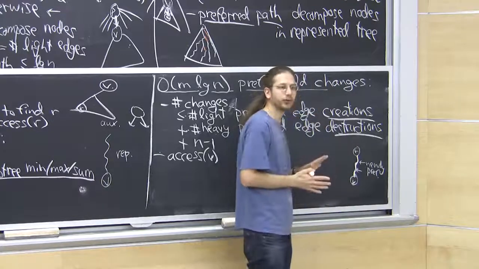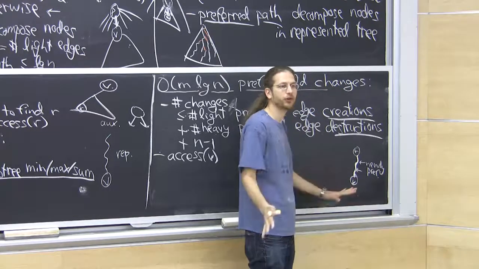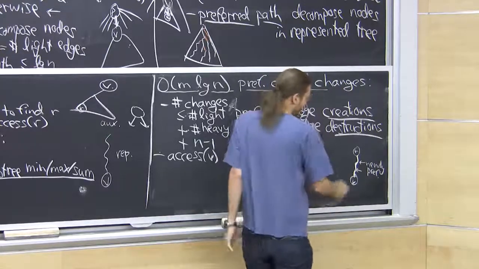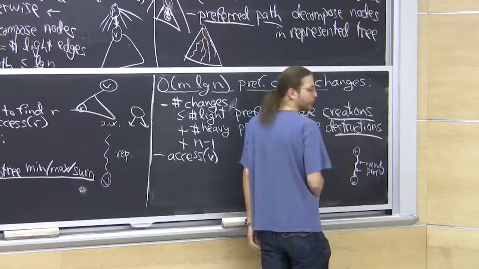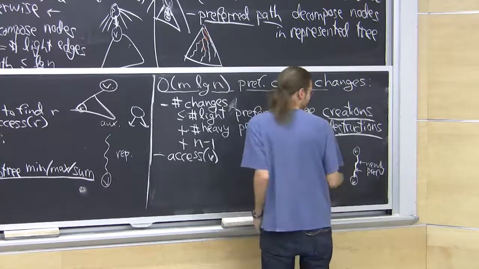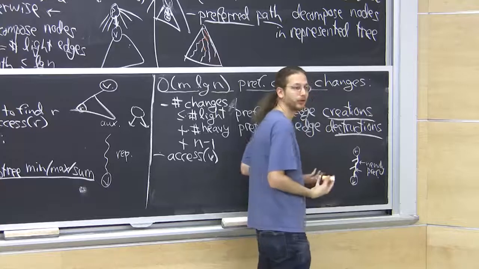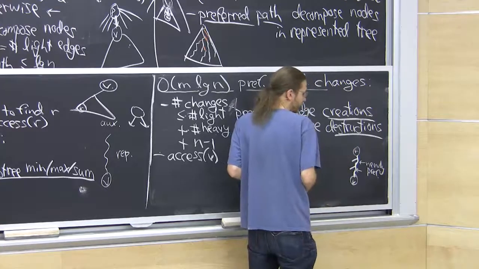It does not change which edges are heavy or light. It does not change the structure of the tree when you do an access. Only link and cut change the structure of the tree. So it makes some of these edges preferred. What that means, of course, is that some other edges used to be preferred and are no longer preferred. Those are the preferred child changes.